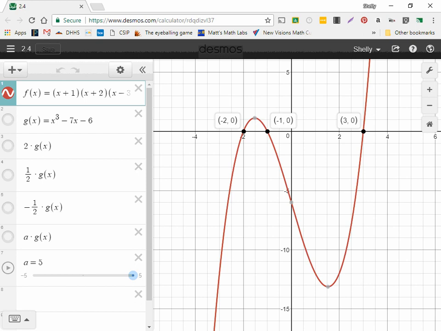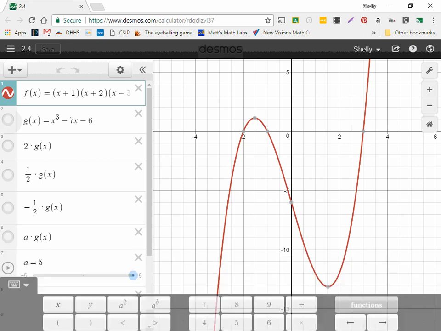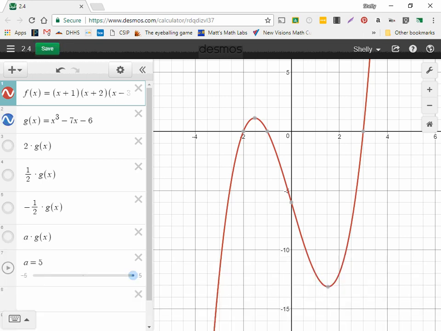So I actually have it typed in up here on this side in intercept form. I also typed in the function in standard form that we just calculated, and you can see that those two functions are exactly the same function.